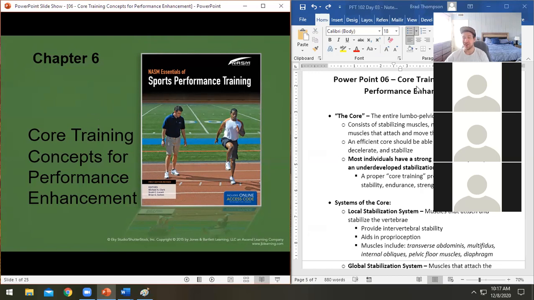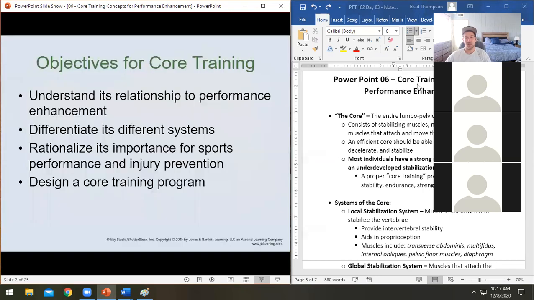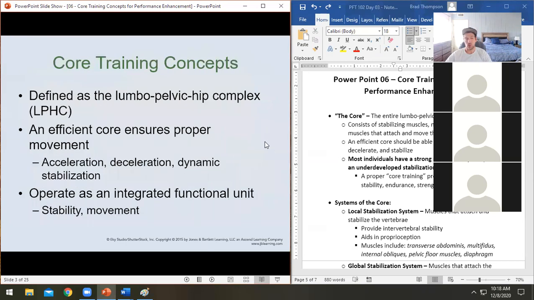So we're going to dive into chapter 6 here. This is your core training concepts, right? Noel, you gave me the greatest segue. I was like, this is a perfect transition. I'm going to steal that. So we're going to talk about core training and its relationship to performance. We know that the core is incredibly important. We do want to understand our different core systems, and then obviously how to write an effective core training program.